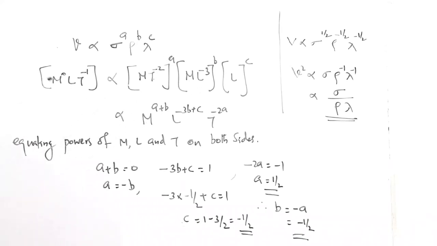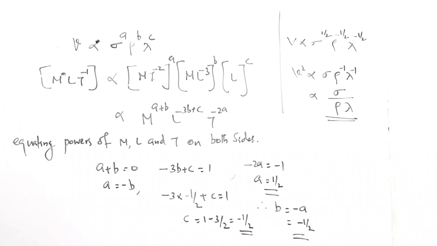Now by the principle of homogeneity of dimension, we know that the dimension of each term on either side of the equation will be the same. So we are going to apply the principle of homogeneity of dimension here. It states that the dimension of each term on either side of the equation will be the same. That means the dimension of this term and the dimension on the right side must be the same.